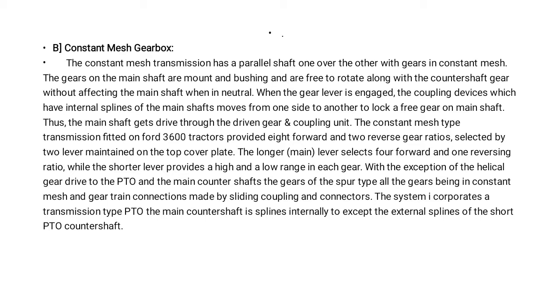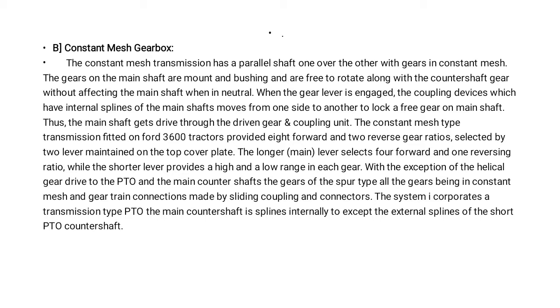The constant mesh type transmission fitted on Ford 3600 tractors provides 8 forward and 2 reverse gear ratios, selected by the 2 levers mounted on the top cover plate. The longer lever selects 4 forward and 1 reverse ratio, while the shorter lever provides the high and low range in each gear.